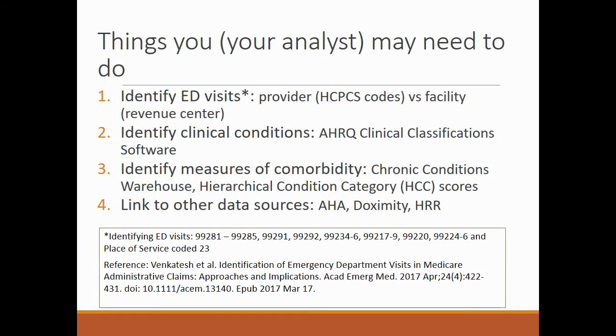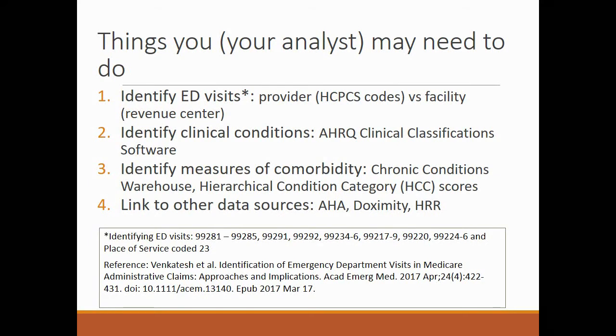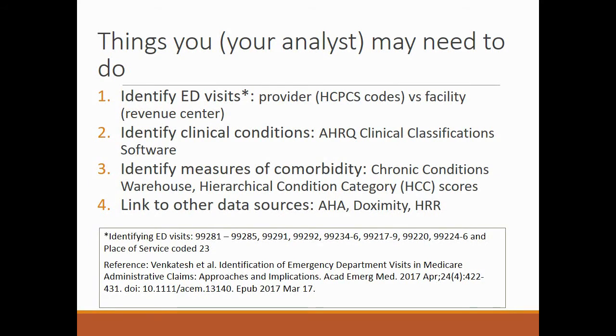You can also identify the clinical condition, so you can go to the AHRQ website. You can download what's called the Clinical Classification Software that allows you to take all the ICD-9 or ICD-10 codes and lump them into clinically meaningful groupings. You can identify, as I mentioned, measures of comorbidity, including the CCW and then the HCC, which is basically a measure using Medicare demographic and diagnostic data that has been predictive of future healthcare spending amongst Medicare beneficiaries.